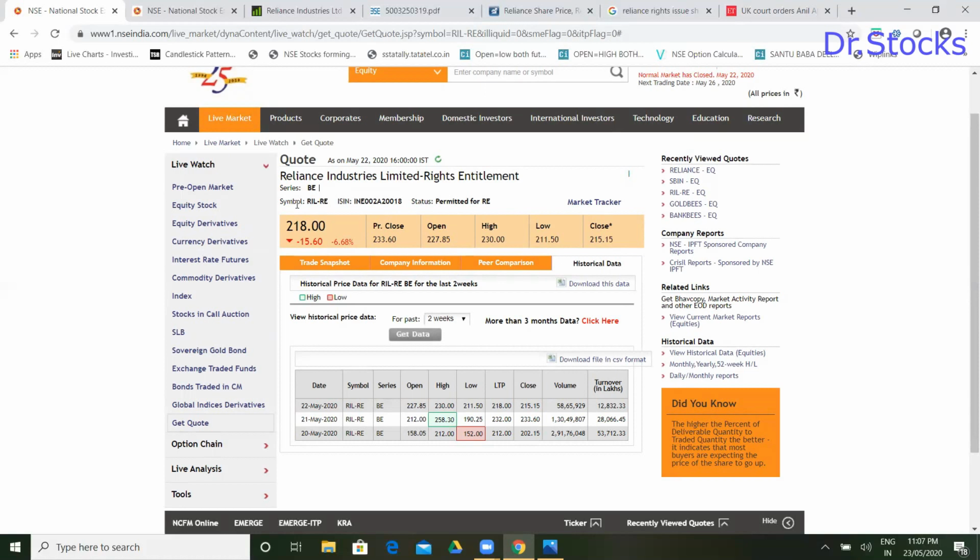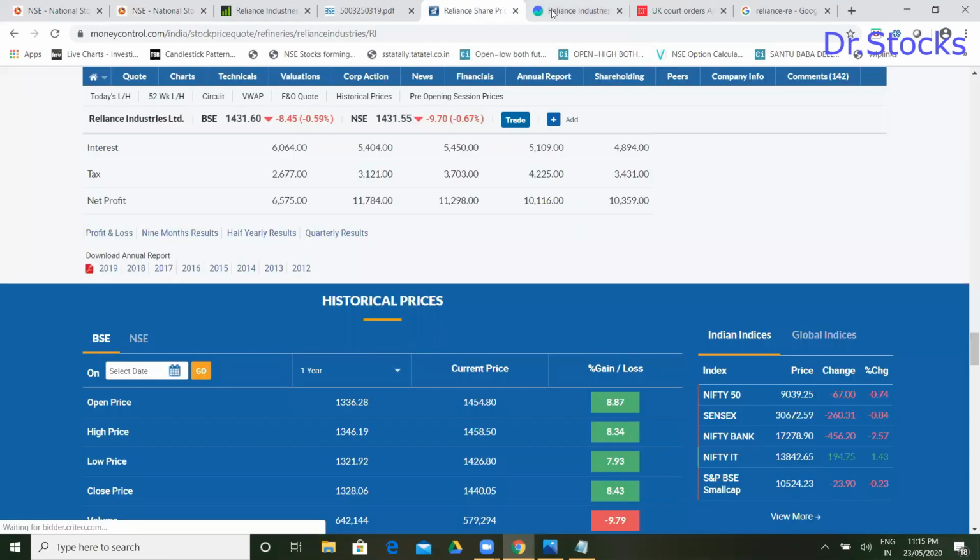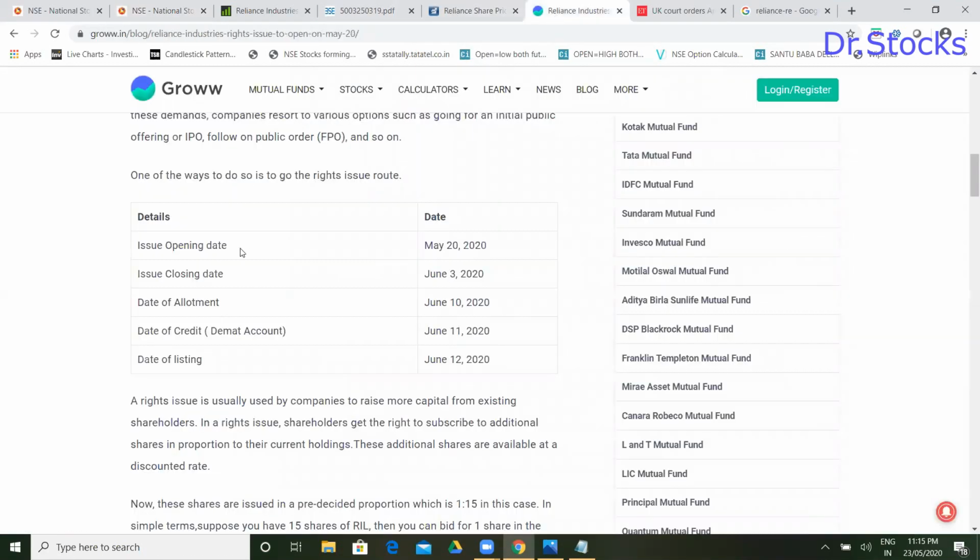So what is the background of this, how is this going to move, and what are the different things behind all this, the business story, and how is this going to help the retail investors and how is this going to help the promoters? All these things we're going to see in detail. So moving on with the rights issue. Reliance is currently going through the rights issue and these are the dates. The issue opened on Wednesday, May 20th, and it is closing on June 3rd.